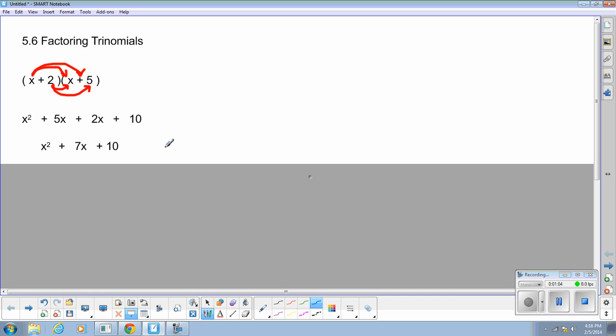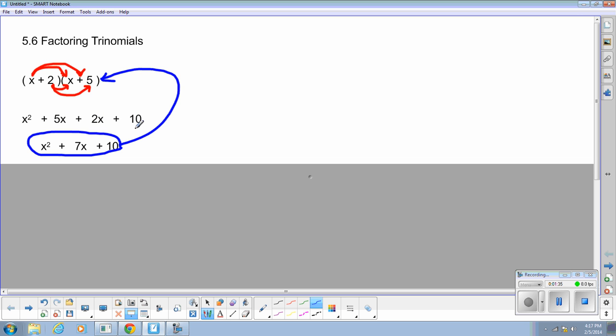Lesson 5.6, factoring trinomials, is the opposite of what you did in lesson 5.4. In lesson 5.6, you're going to be starting here with a trinomial, and you're going to be writing an answer here, like this. We will use this idea, the pattern of the two numbers that add together to give us the middle term. And I know that 5 times 2, because I had to multiply it, also gives me 10.